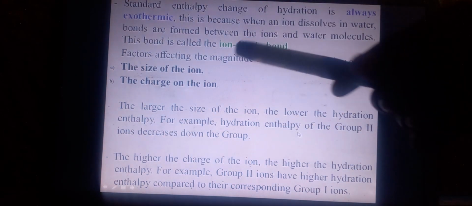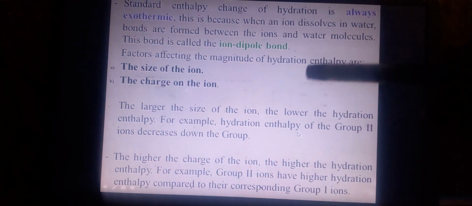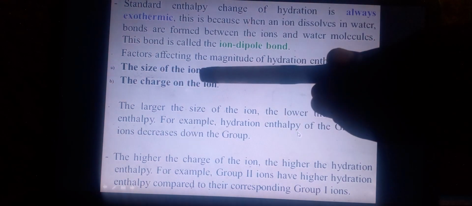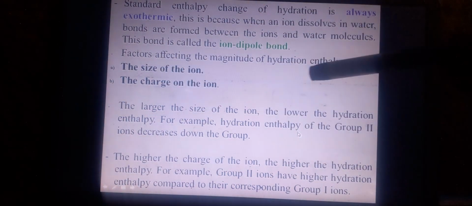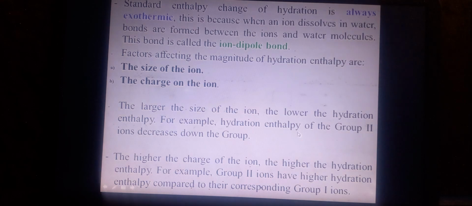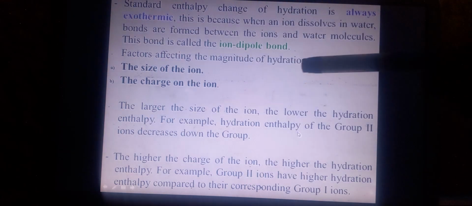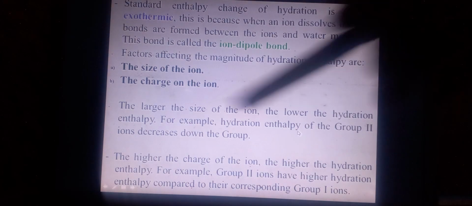So remember, we have some factors which determine the magnitude of hydration during the reaction. The first factor is the size of the ion. Then the second factor is the charge on the ion. These two factors usually affect the amount of hydration energy, or the enthalpy change, during solvation of gaseous ions of ionic compounds. So how does the size of the ion affect hydration energy?